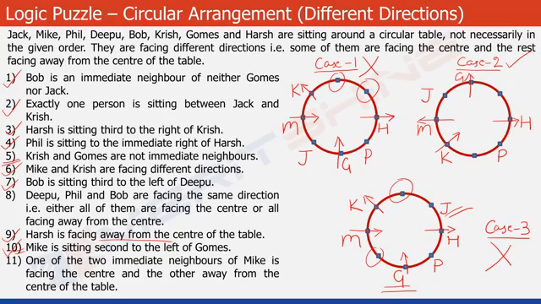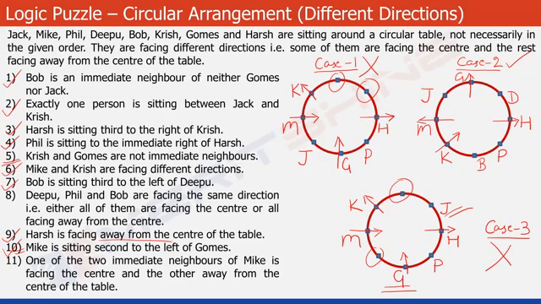Let's use statement 1 in case 2. Since Bob is not a neighbor of Gomes or Jack, this is Gomes here, Bob cannot come in this position. So the only position left for Bob would be this one. So let's put Bob here. And now since the only person left to be put in this structure is Deepu and there is just one vacant position, Deepu would need to occupy this position. This is it. Okay, let's proceed.